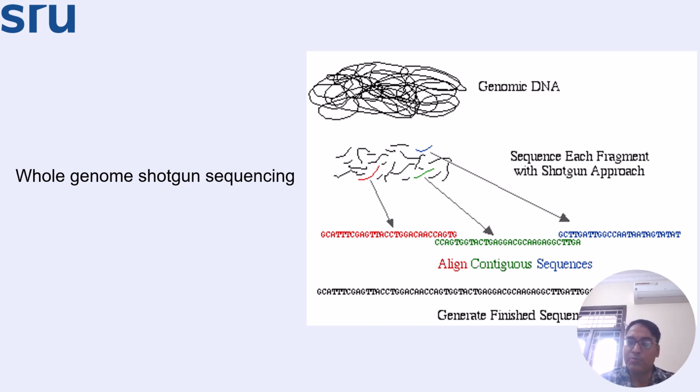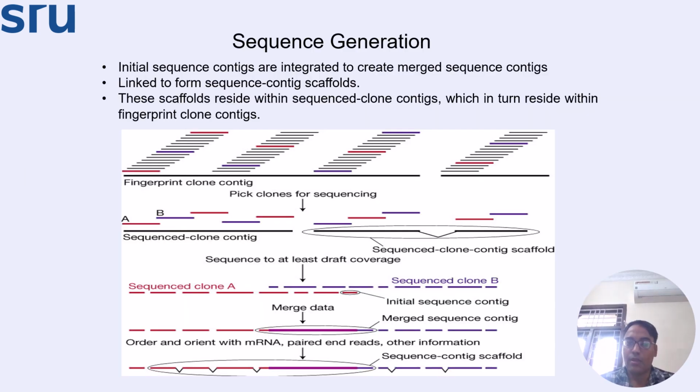This part, the aligned contiguous sequences, were termed contigs. See, I got the merged data here. I merged the entire sequence and got the final sequence contig.